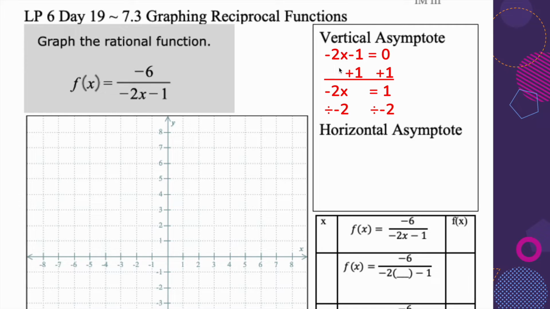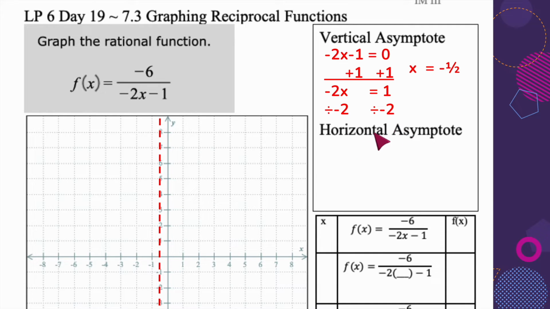That's my denominator. I add 1 to both sides, so the ones cancel. I have -2x equals 1. I'm going to divide by -2 on both sides, so -2 divided by -2 cancels out as 1. So my vertical asymptote, said that funny, I was looking down here, is x equals -1/2. So we can see that here's my vertical asymptote right there at -1/2.